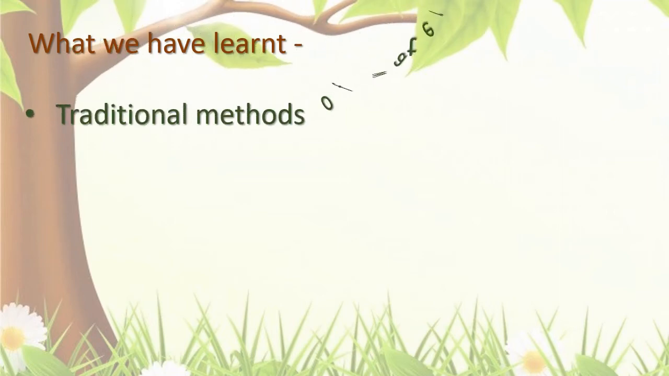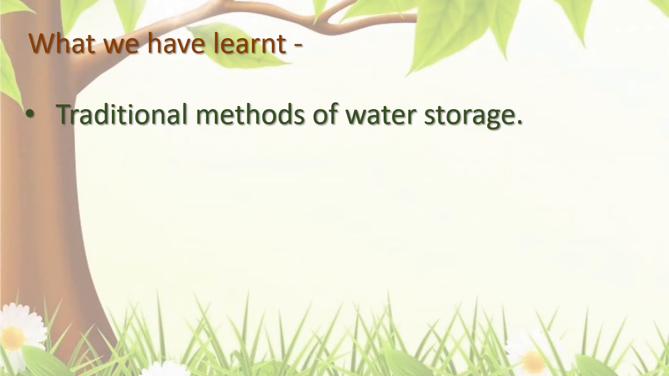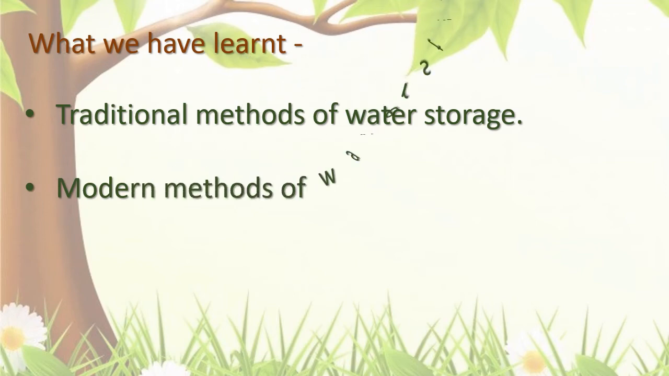Now dear children, we will go through what we have learned in this lesson. Mainly we have learned about the 3 methods of storage of water. First one, traditional methods of water storage. Second one, modern methods of water storage, isn't it? Like dams, reservoirs, etc. In traditional method, well, then tanks, correct?